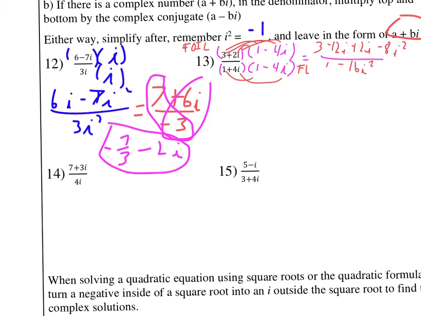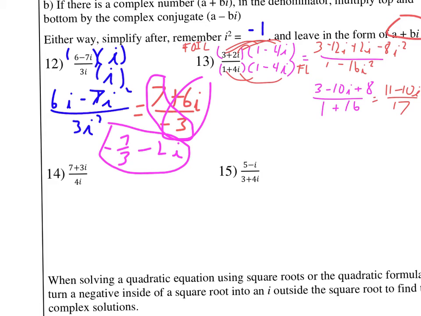All right, I'm going to get rid of all my i squareds. So this one would be 3. I'll go ahead and combine these to negative 10i plus 8 over 1 plus 16. Remember those i squareds go away, but they change the sign of whatever they're attached to. And then I'll combine like terms, so I get 11 minus 10i over 17.